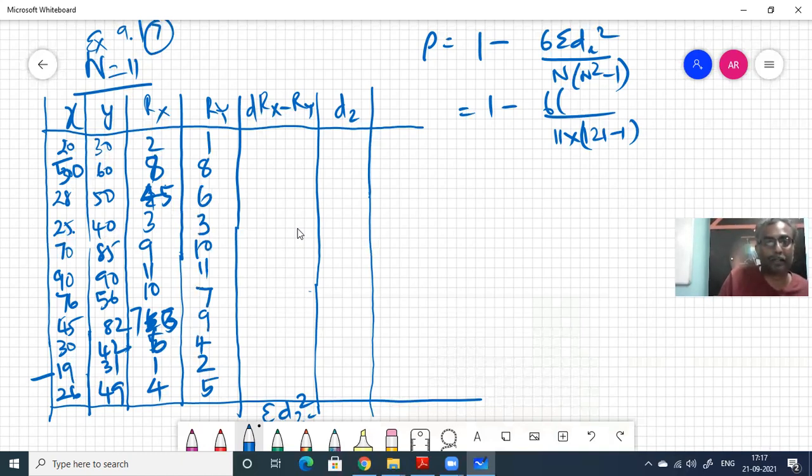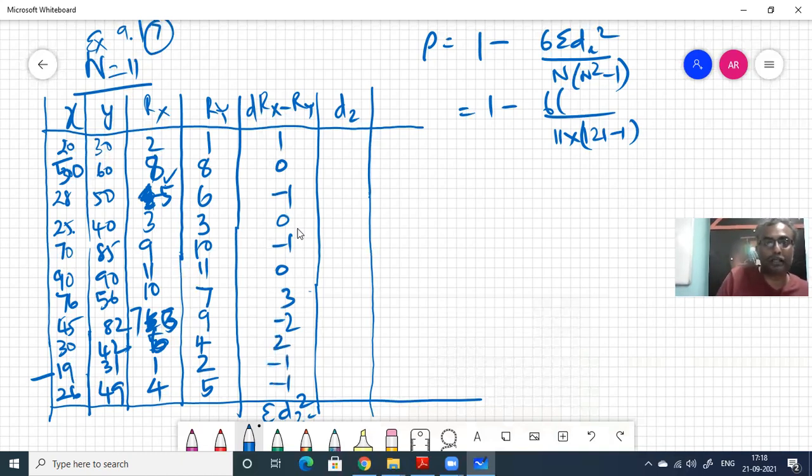2 minus 1, 1. 8 minus 8, 0. 5 minus 6, minus 1. 3 minus 0, 3. Minus 1, minus 1. 11 minus 0, 3. 7 minus 2, 5. 5 minus 4, 1. 6 minus 4 is 2. 1 minus 2, minus 1. 4 minus 5, minus 1.